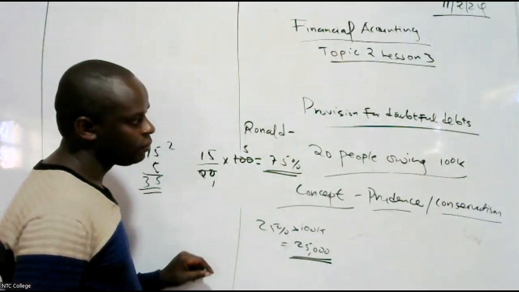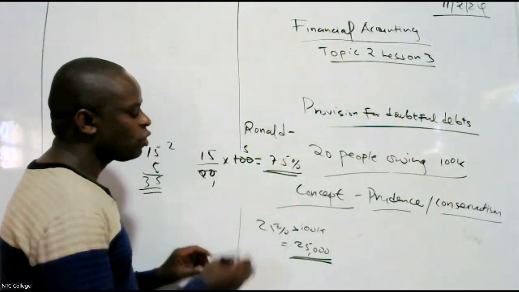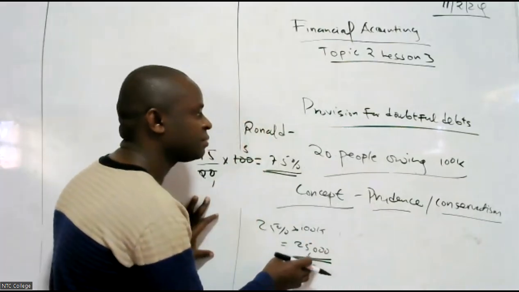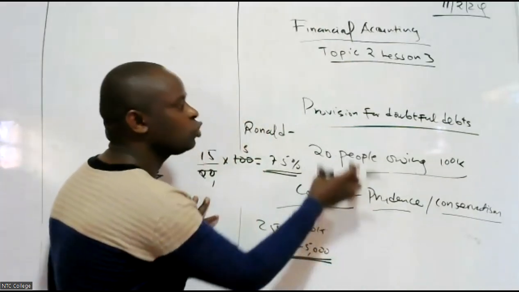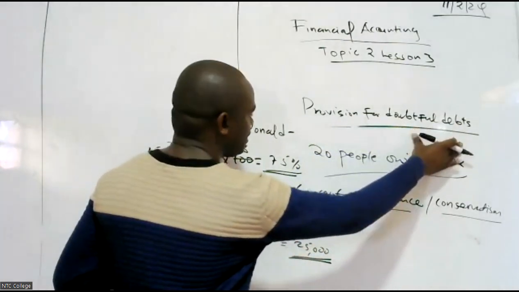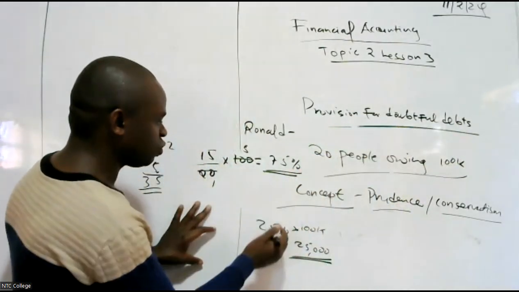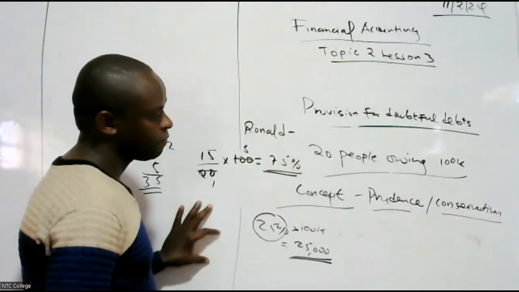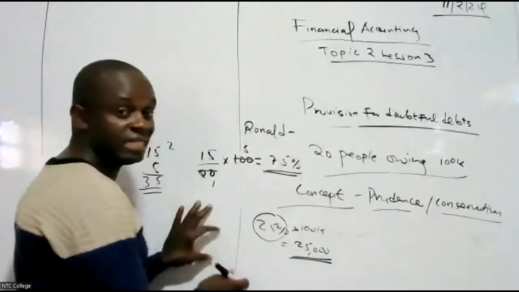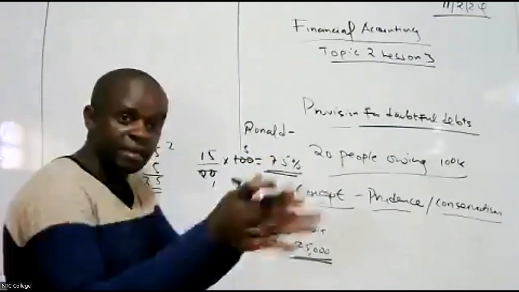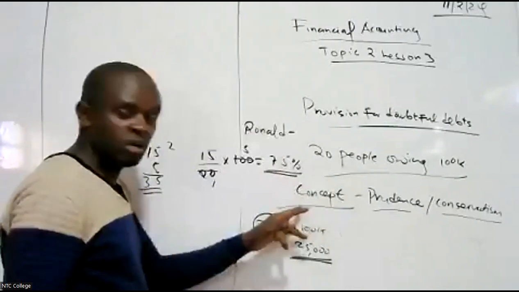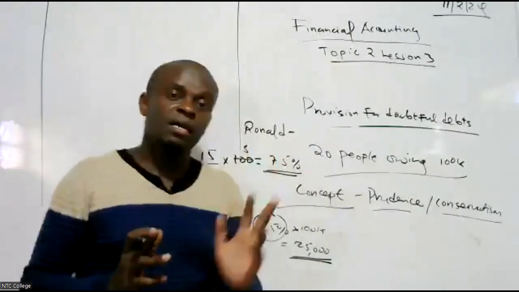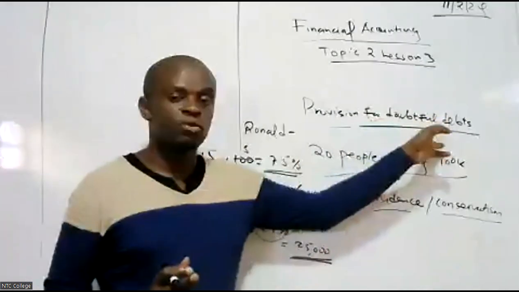So according to Ronald, he's going to lose 25,000 as bad debt. So this 25,000 is what we call provision for doubtful debt. When you want it in percentage, it is 25%. Are you seeing that? Though this is ahead, as we continue with the learning we are going to learn more about this, but I wanted to bring to you to understand what we call provision for doubtful debt.